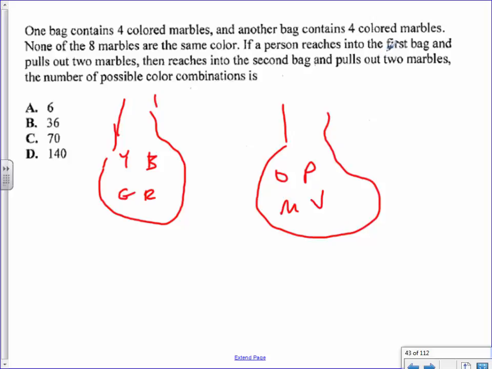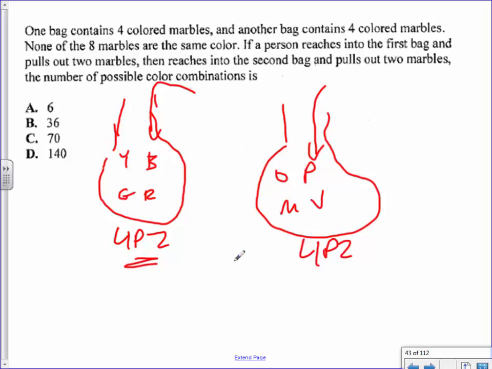Okay. So let's say a person reaches into the first bag and pulls out 2 marbles. So I reach in and I grab 2 marbles from this bag right here. What does that look like? 4P2. Good, yeah. 4, and you want 2 of them. Does that make sense? What about in this other bag right here? Then this person reaches in and pulls out 2 marbles. It's also 4P2.